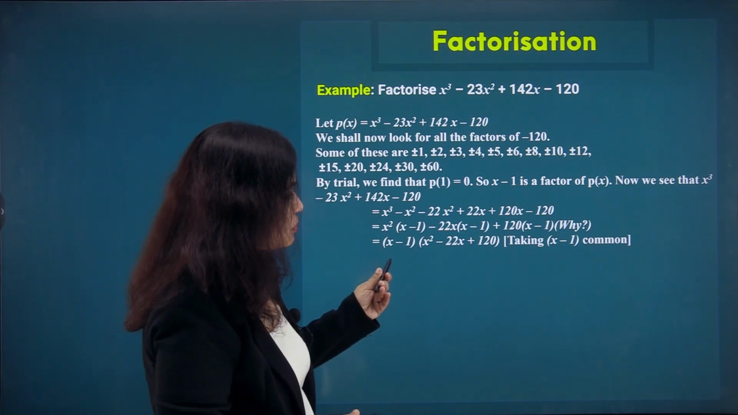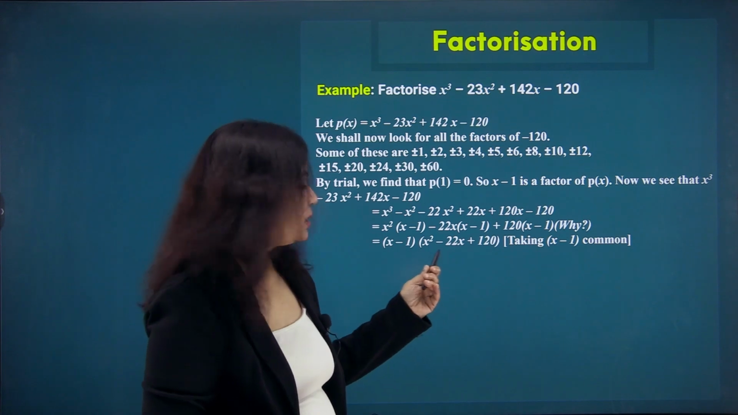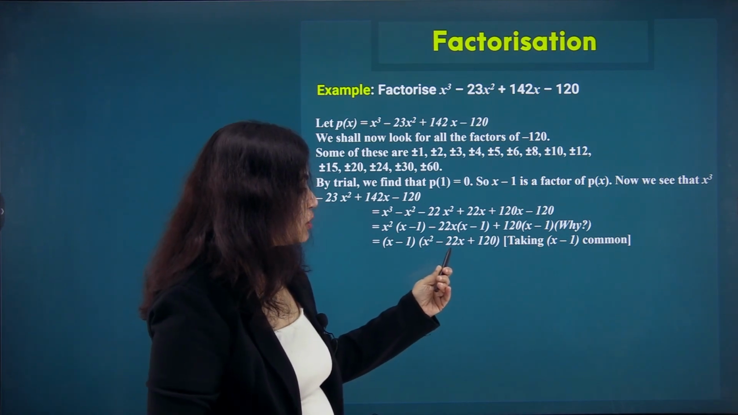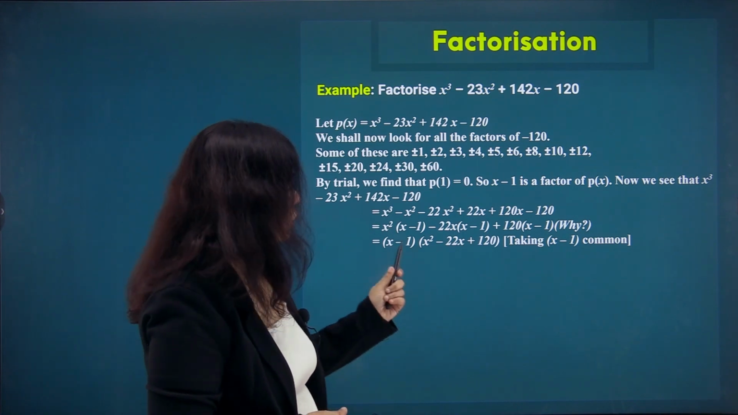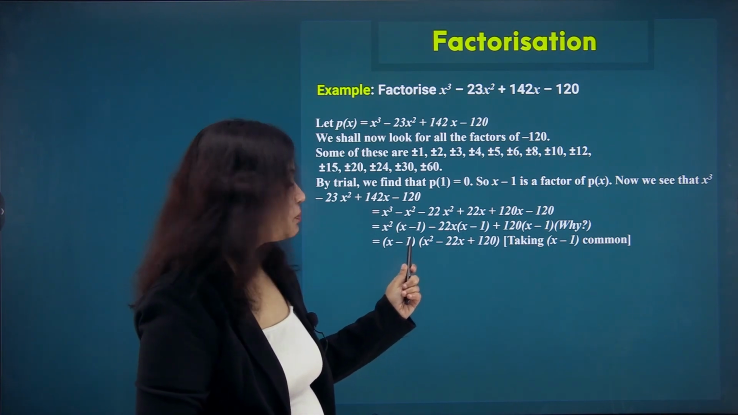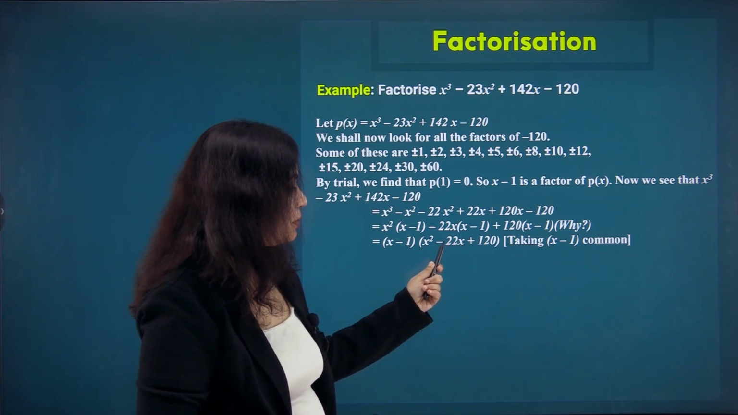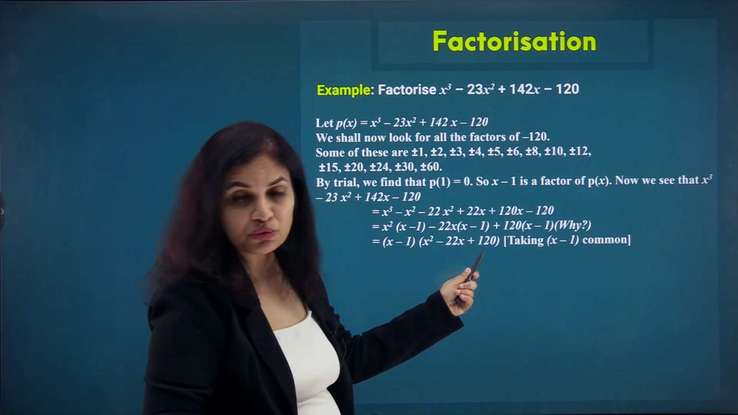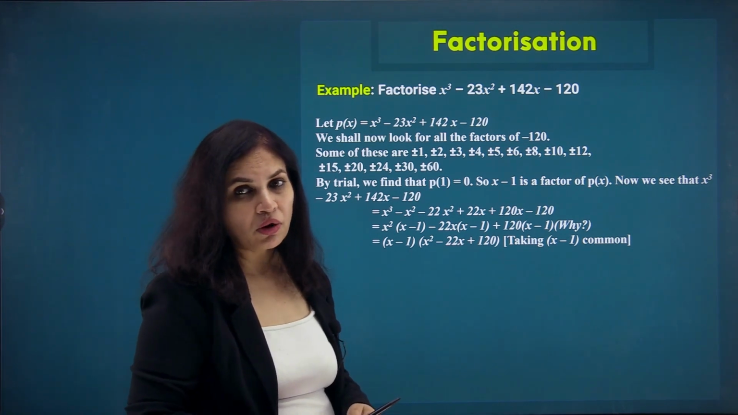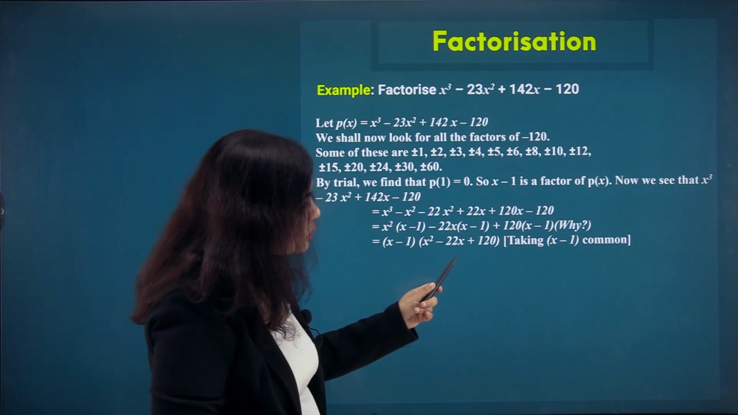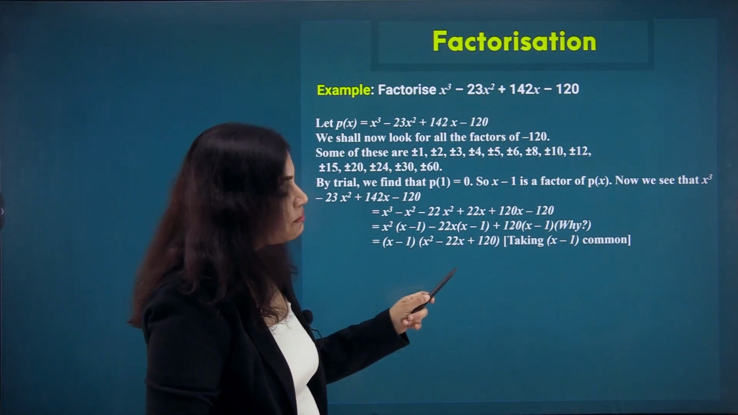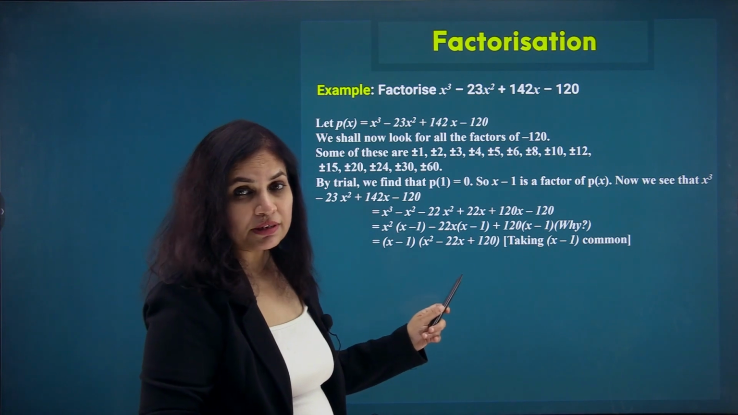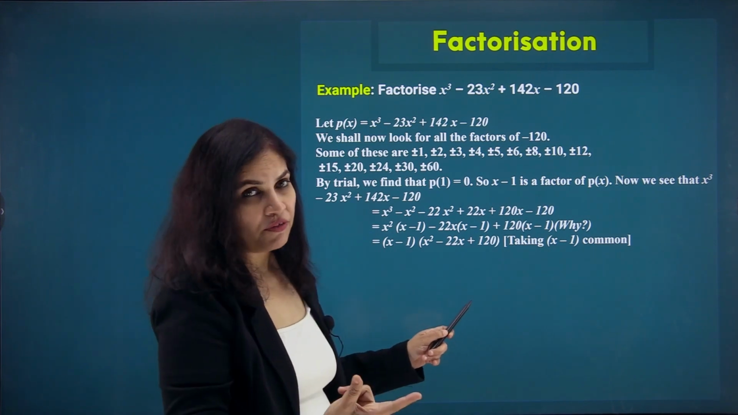Taking x minus 1 as common, I am left with x square minus 22x plus 120, which is a quadratic polynomial. One of the factors is x minus 1, the other factor is x square minus 22x plus 120, which is a quadratic polynomial. Now, this quadratic polynomial can be further middle term split, and we can find out two more factors.